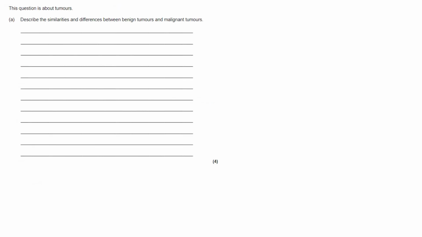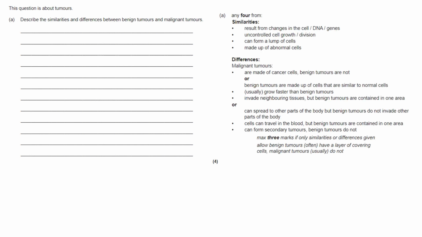And finally, this question is about tumors. Describe the similarities and differences between benign and malignant tumors. Let's think. Both of them involve uncontrolled cell division. Both of them start with a mutation in the DNA. And both of them can form a ball of cells or an abnormal mass. The difference is malignant tumors spread, whereas benign are trapped in a cell membrane. Malignant tumors can invade other tissues and organs. And the uncontrolled cell division in malignant tumors is faster.